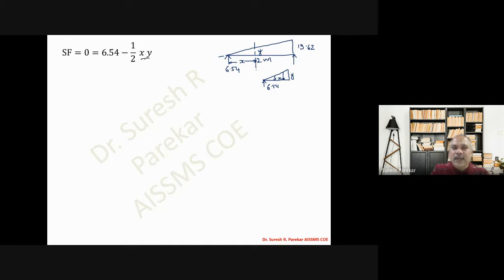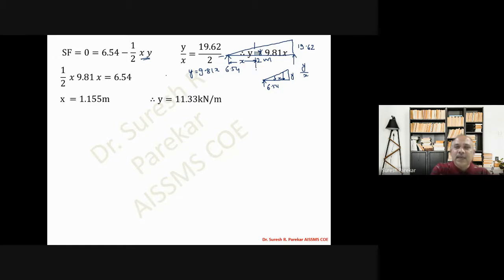Now we have to write y in terms of x. This will be 19.62, so y by x is equal to 19.62 by 2, and we will get y as 9.81 x. By substituting this value, we will get x as 1.155 meter, and therefore substituting in this equation, y comes 11.33 kilonewton per meter, and therefore the maximum bending moment is at this point.